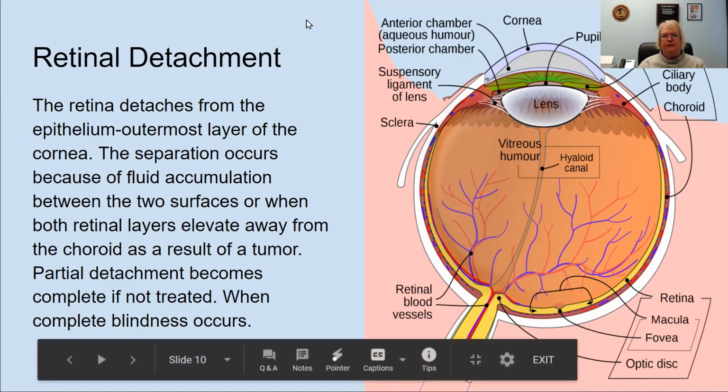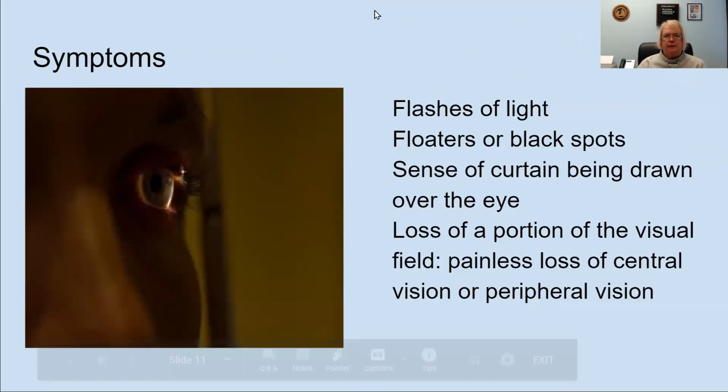So this is a very good picture of the eye. I like this. That's the reason I used it. So symptoms for retinal detachment, they're going to have flashes of light. They'll have floaters or black spots. They'll have a sense of a curtain being drawn over the eye. A loss of portion of the visual field. It's a painless loss of central vision and peripheral vision.